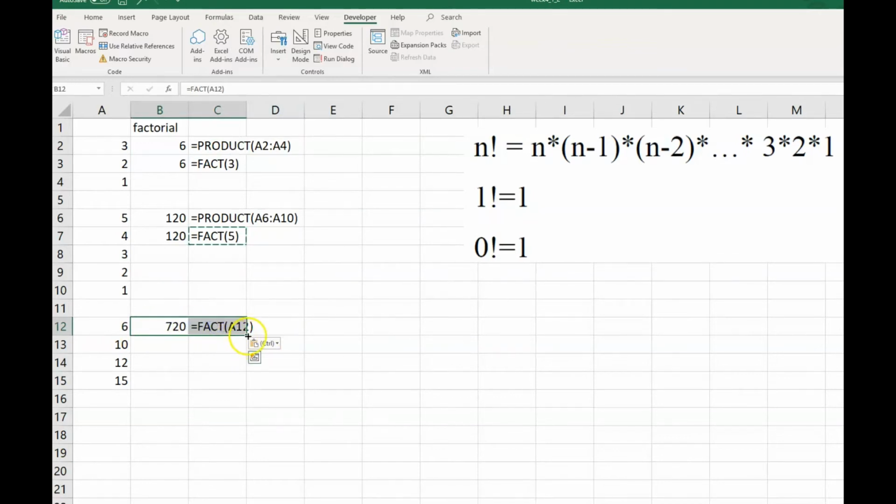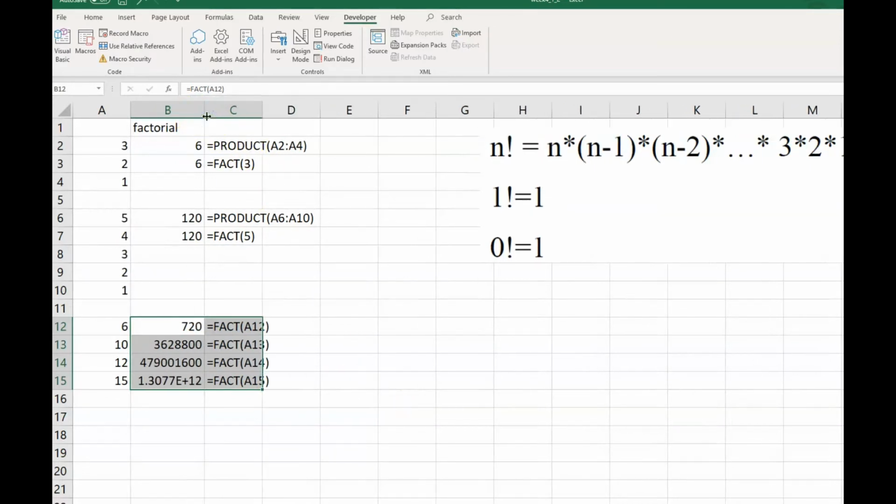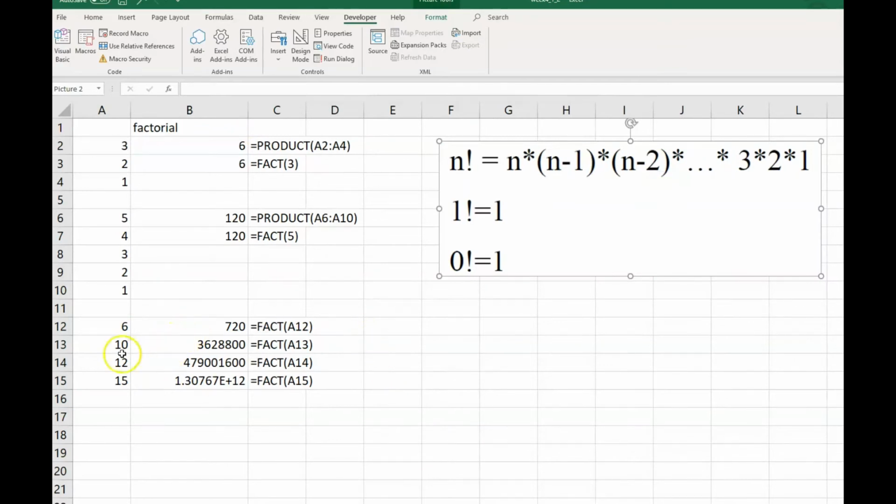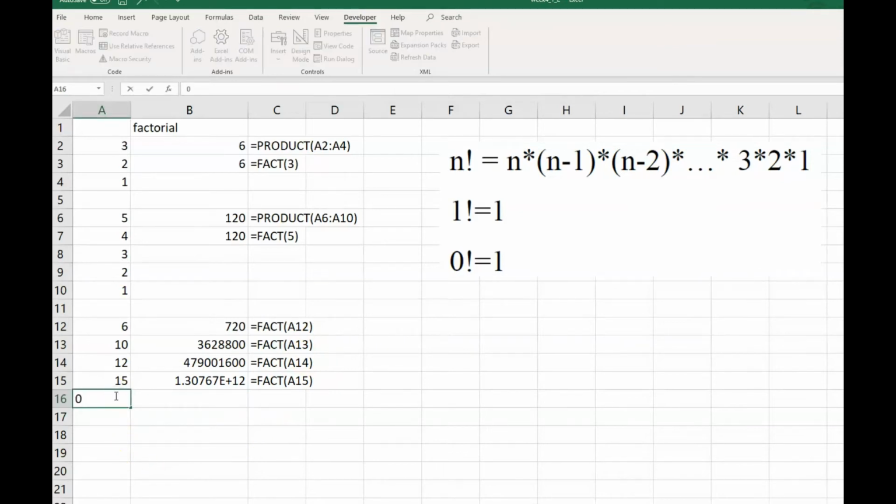Okay, so let's copy both formula down. You see 6 is 720, 10, very big number, 12, 15 is a huge number. Okay. So this is how to calculate factorial. Okay, so let's try 0 equal FACT and 0. Okay, then it's 1. So this is our definition of this one.